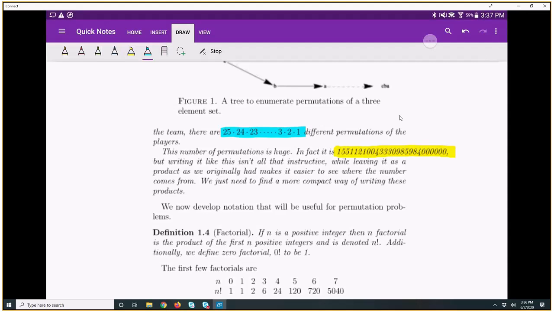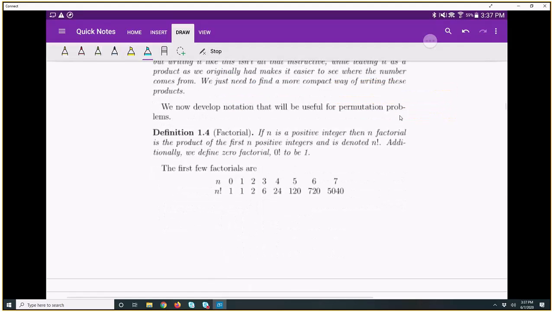So this is where we'll introduce the notion of factorials, which we again sort of talked about briefly in the previous lecture. If n is a positive integer, then n factorial is the product of the first n positive integers, and we'll denote it with the exclamation point. Additionally, by convention, we'll define 0 factorial to be 1. This is important to remember because it'll come up from time to time. 0 factorial is just 1 by definition.